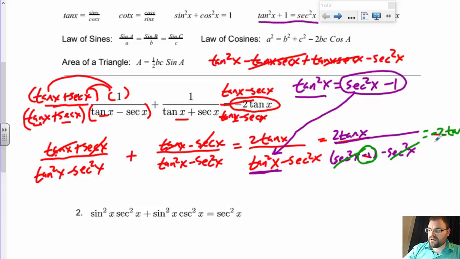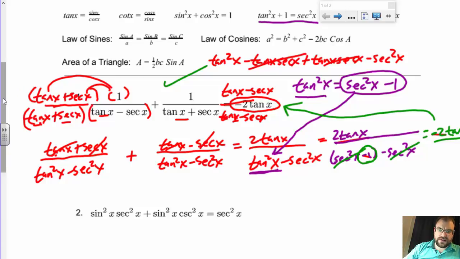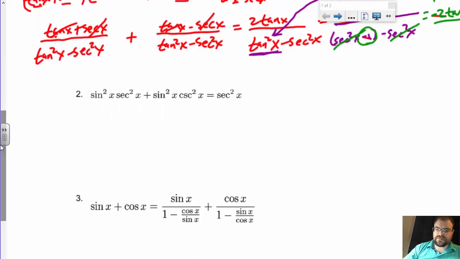So negative 2 right there. So this is actually your what? This is your solution here. So it's proven. All right, this problem is done. All right. So let's go on to the next question.